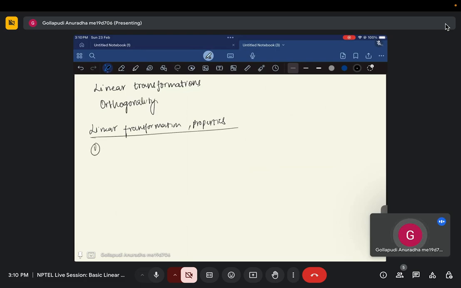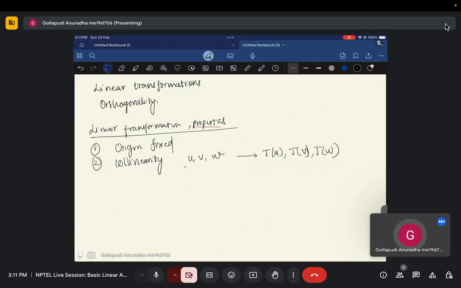So it was discussed that for linear transformations, the origin is going to be fixed. If any transformation is applied, the origin is not going to shift, and the collinearity principle will be satisfied. So if you have vectors u, v, w, and you apply a transformation to get Tu, Tv, and Tw, and if these are collinear, then after the transformation they will still be collinear.